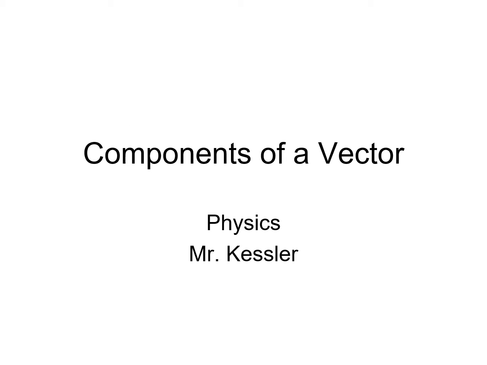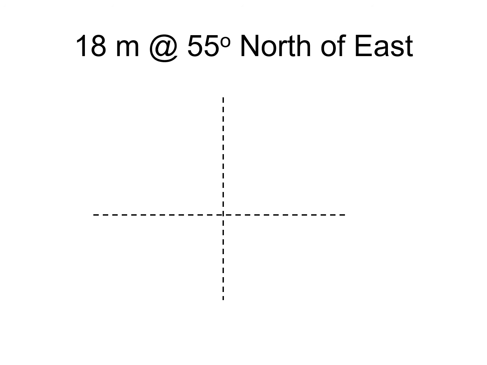So let's talk about how to get components for a vector. Suppose we have a vector that's 18 meters at 55 degrees north of east. We're going to form a right triangle in order to break this vector into components. So we have an east component and a north component, and you can see there is a right triangle created right here by the components. And notice the components are also perpendicular to each other.